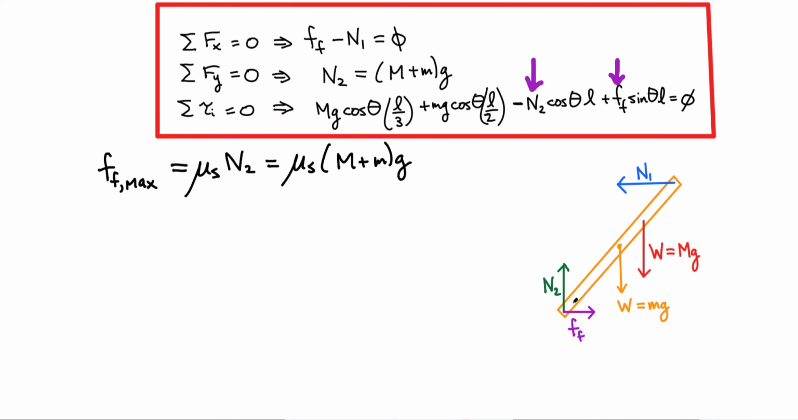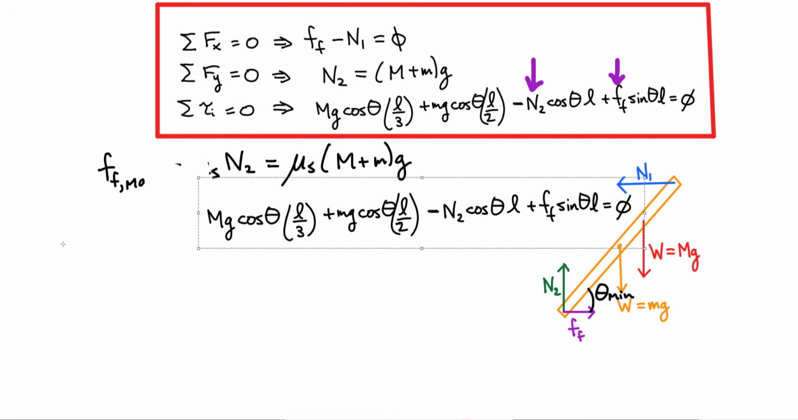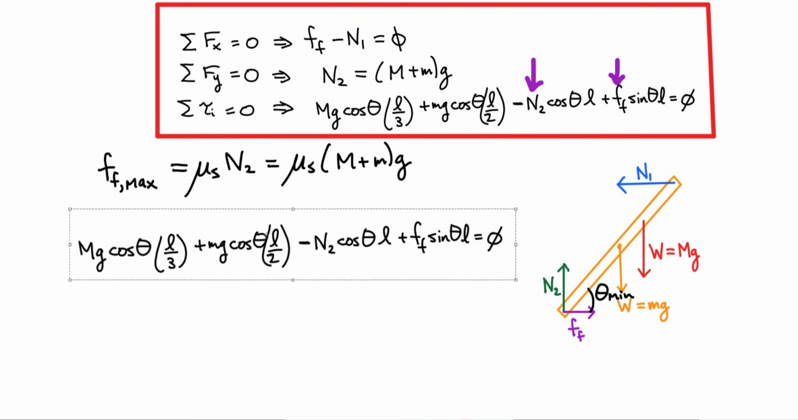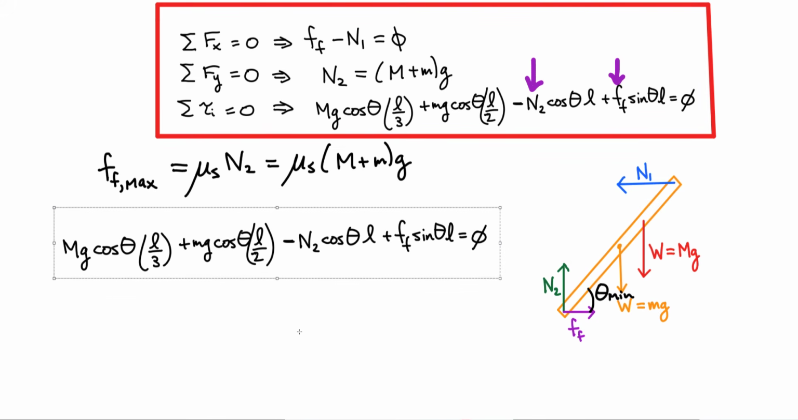Now if I substitute the maximum force of static friction in my equation, that's going to allow my angle to be really the minimum angle that I'm going to have if this force here is maximum. So what I'm going to do now is just rewrite my equation. Let me move it over. I'm going to rewrite my third equation. However, I'm going to make some simplifications.